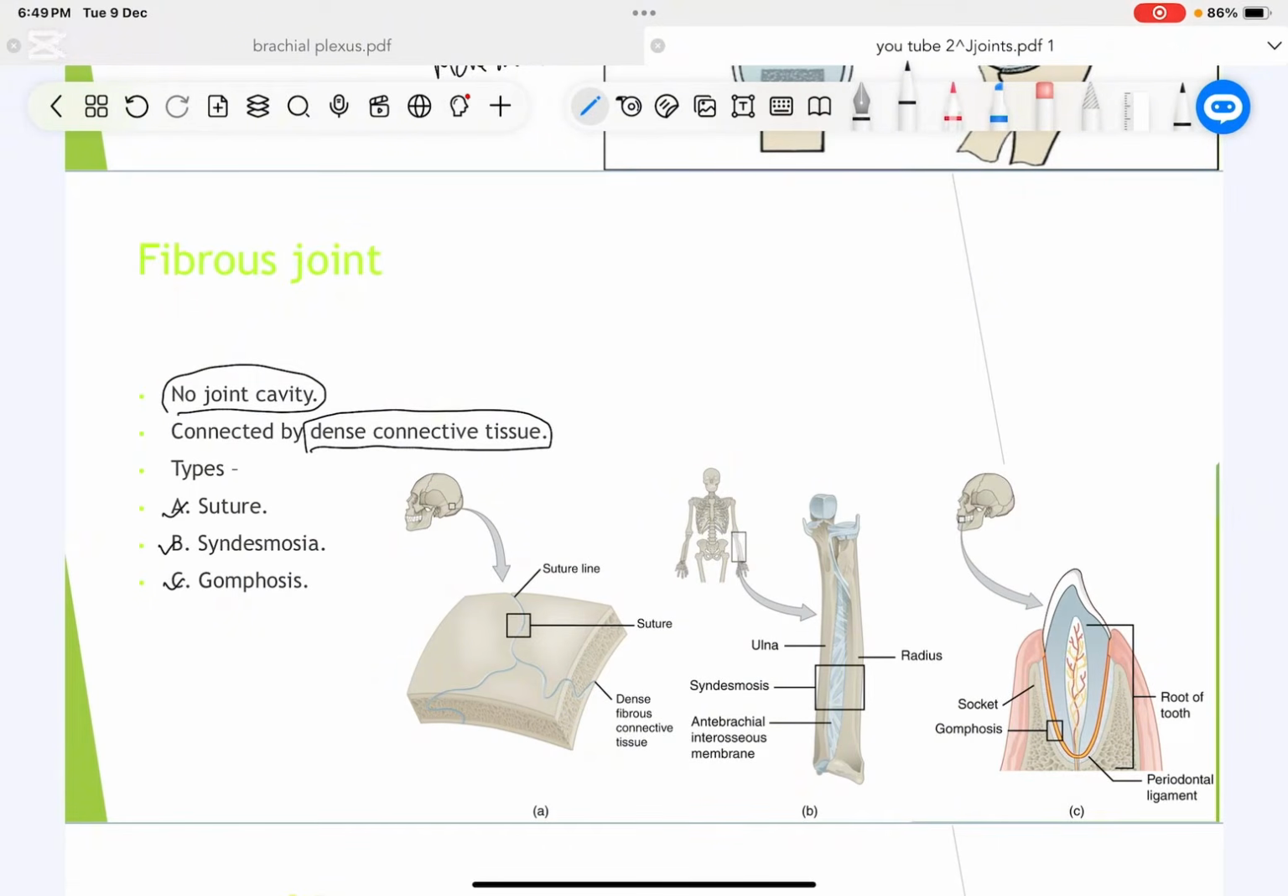Sutures are mainly located between cranial and facial bones. Syndesmosis occurs between two adjacent long bones. And gomphosis is between the enamel of the teeth and the socket of the teeth in the maxilla and mandible. Let's start with the first joint, that is suture.